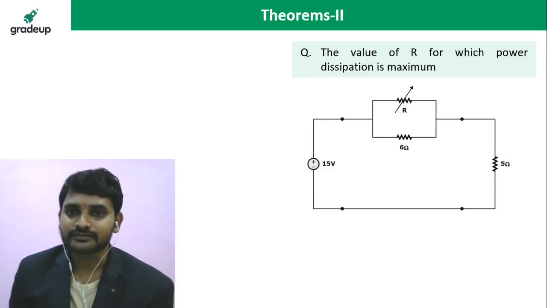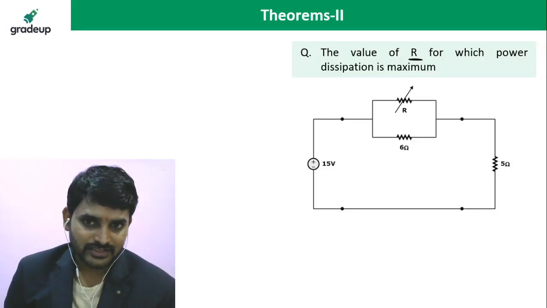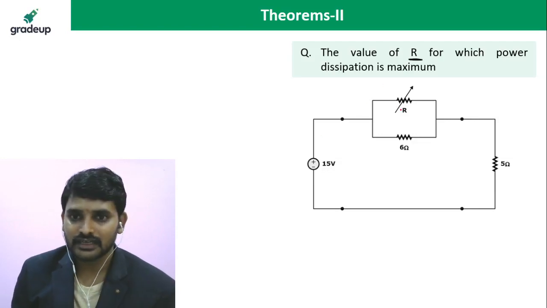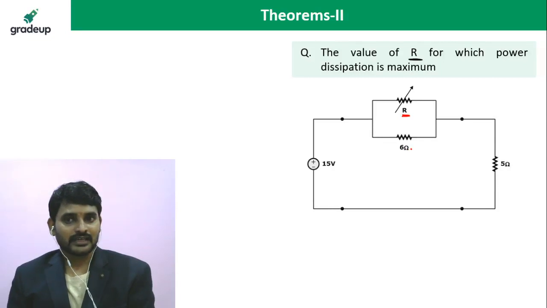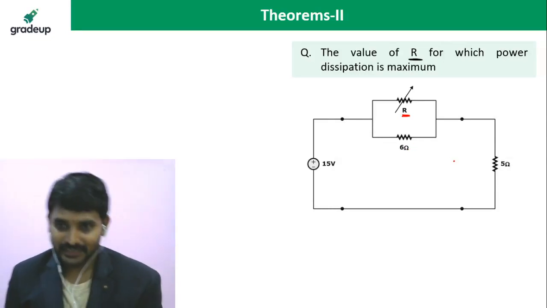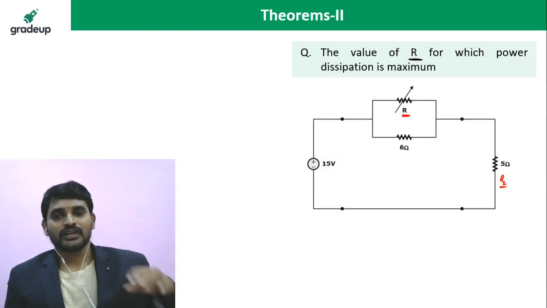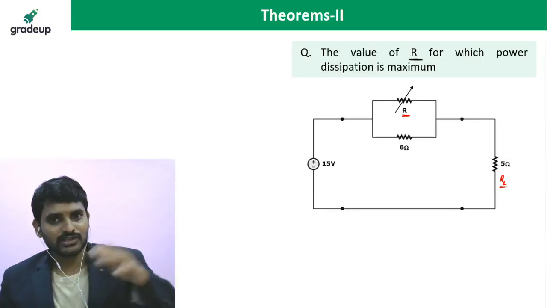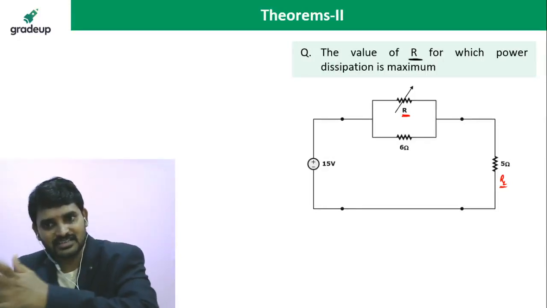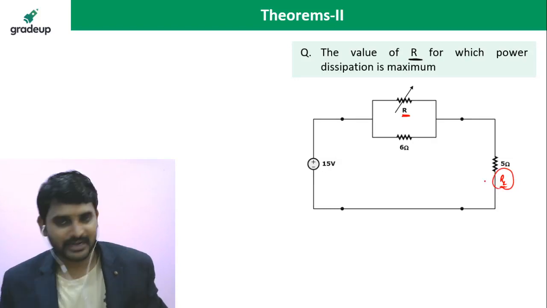So what is the question? He is asking the value of R for which the power dissipation is maximum. Maximum at what point? At the load point, sir. Be careful, that is missed. So what value of resistance should be placed in the variable R to get maximum power dissipation across this 5 ohms resistance, or this RL? RL, I am writing here.